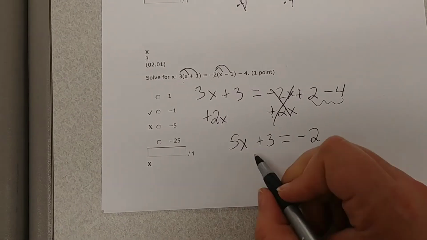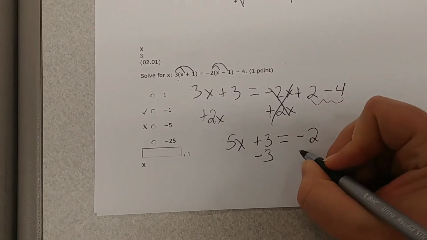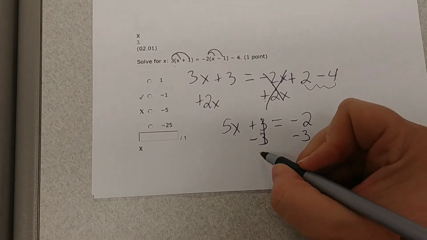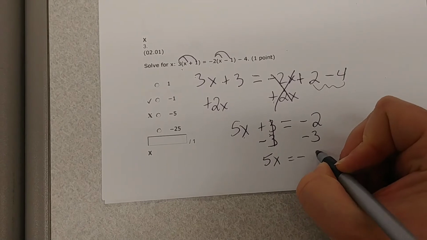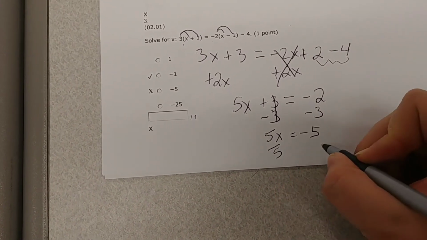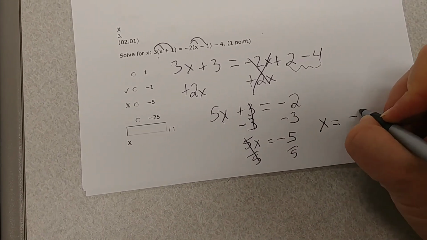The next move is to get this x by itself. So I'm going to get rid of the addition or subtraction first. Since I have a plus 3, I can minus 3. 5x equals negative 5. And then my final step is to divide by 5. So I get an answer of x equals negative 1.